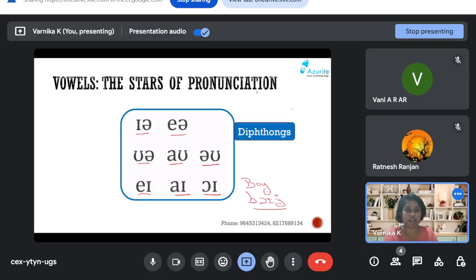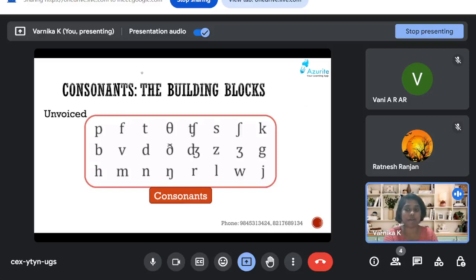So these were your vowel sounds. Now we are moving on to consonant sounds. In consonants, there are two kinds of sounds. One is voiced and the other one is unvoiced. Unvoiced is when you're just giving out air. You're not making your vocal cords vibrate. You're not using your throat. If you touch your neck, it should not vibrate. You're only using the puff of air and your lips to make these sounds. That is unvoiced consonant sounds.